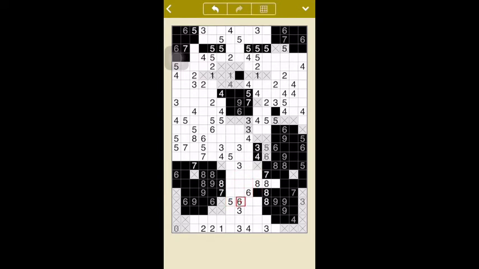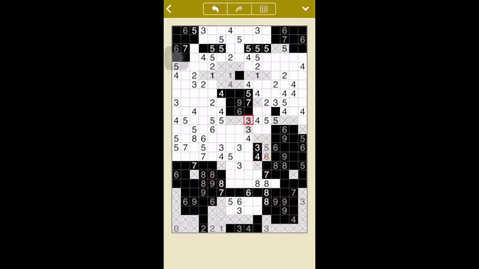Okay, I'll do 6 and 3, right? 3, so 3 black spaces, 3 gray. That means I get 3 and 4, 1, I get the 2, I get the 3 here too. Let's see what else. There aren't that many here.